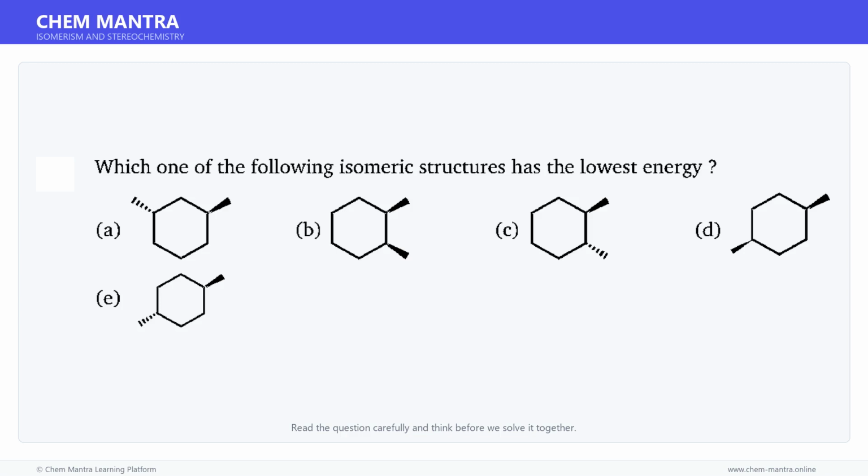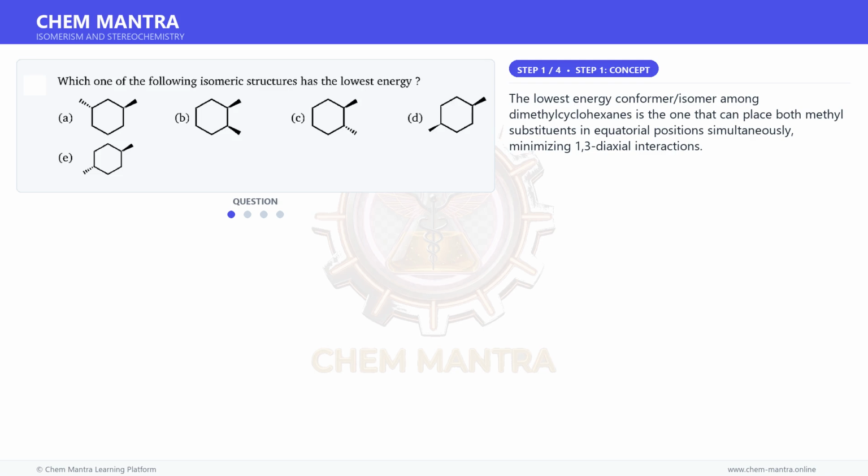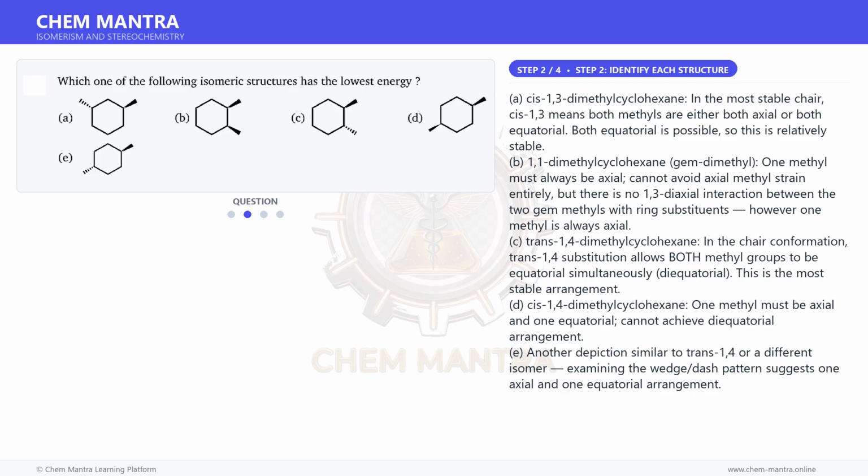Here is a question. Read it carefully and think about the answer. Let us solve it step by step. Let us first understand the key concept here. The lowest energy conformer isomer among dimethylcyclohexanes is the one that can place both methyl substituents in equatorial positions simultaneously, minimizing 1,3 diaxial interactions. Moving on to the next step.